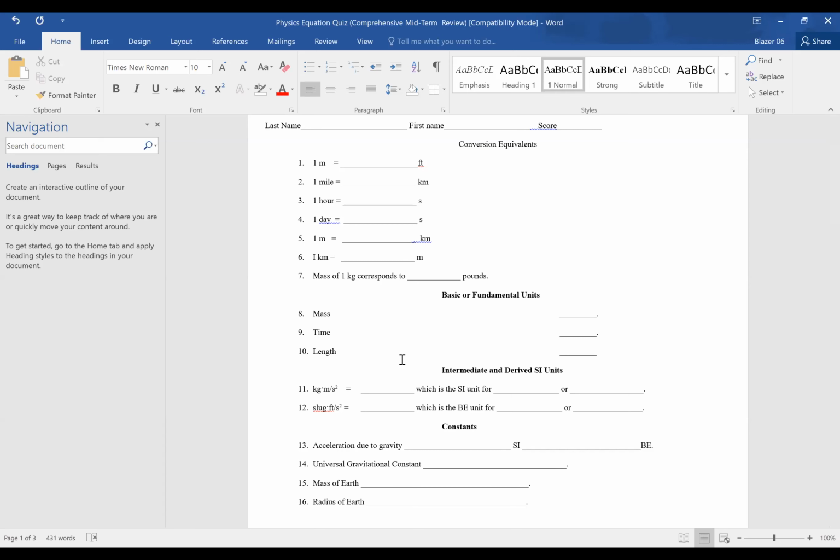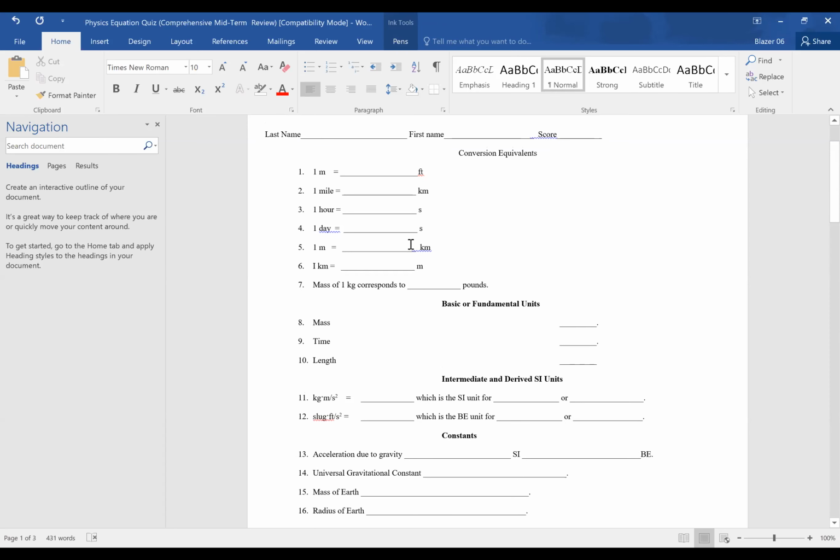So we just discussed that mass and weight are not the same thing. But we do know that every mass has weight. So the mass of 1 kilogram corresponds to 2.205 pounds. You can fill this out later. If I put a 1 kilogram mass, say on an English scale, the weight of it would be 2.205 pounds. Then this 8 through 10, we already know.